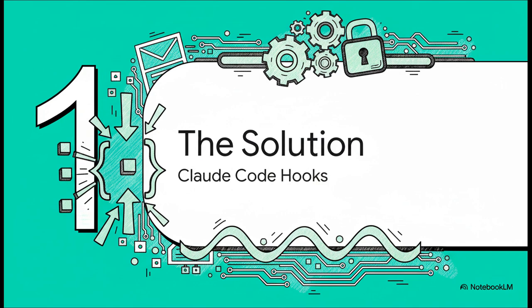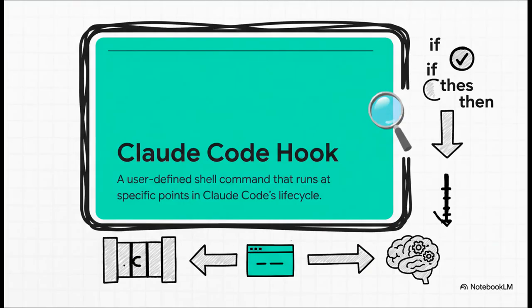Claude Code Hooks. This is a feature that gives you real, deterministic, automated control over your AI's behavior. We're talking consistency, we're talking reliability every time. Okay, so what is a hook really? The best way to think about it is like a programmable guardrail.